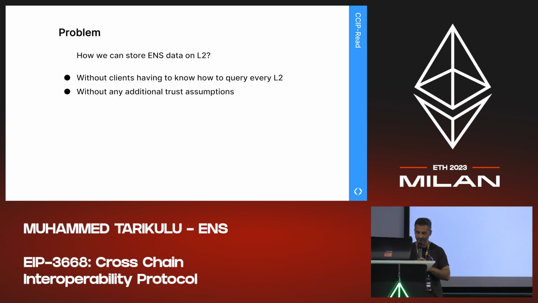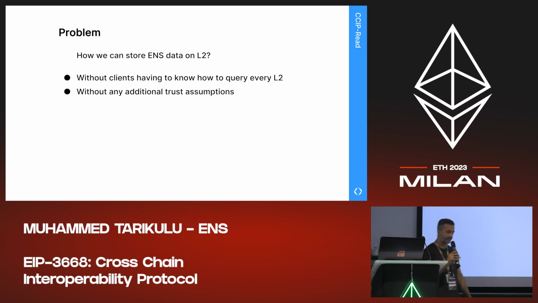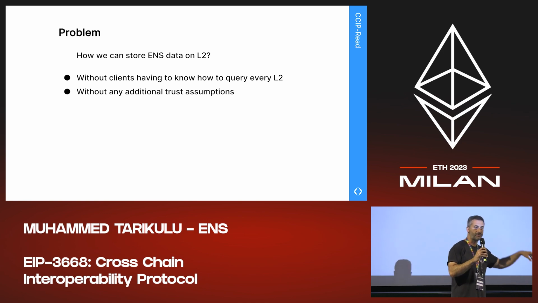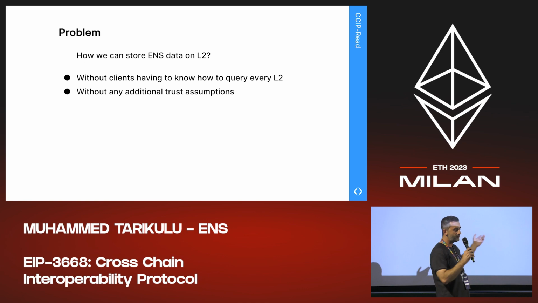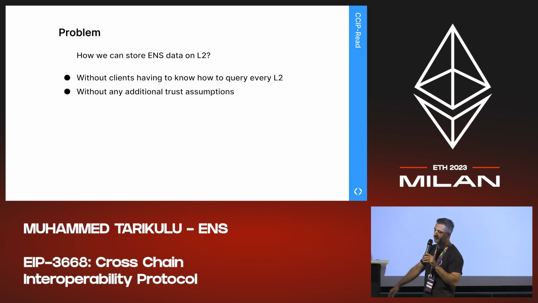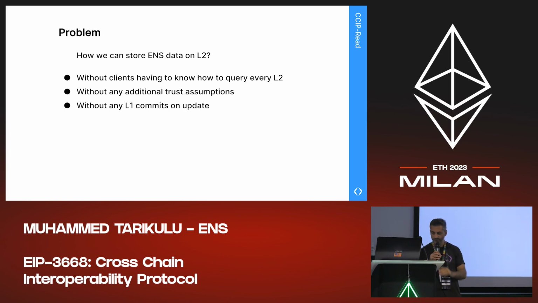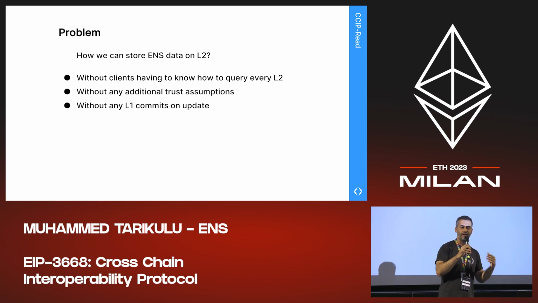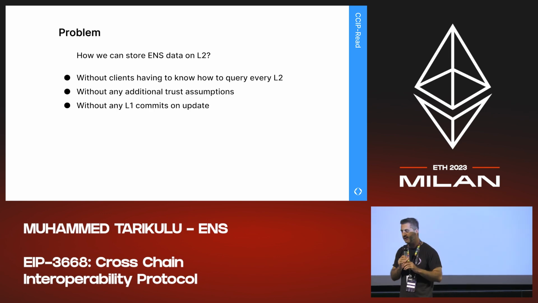The second problem was without any additional trust assumptions. We want to create a specification that doesn't add any additional trust assumption on L2s, or onto the client, or any different implementations. So this was our second problem. And the third problem, without any L1 commits on update. When you do something on ENS, you shouldn't have to update the L1, so it won't cost you anything. It will be gas-free. And this was the third problem.